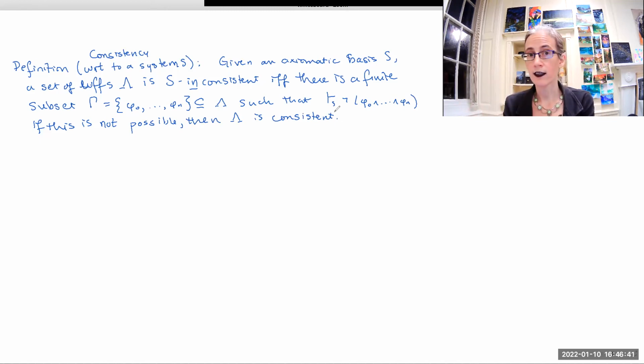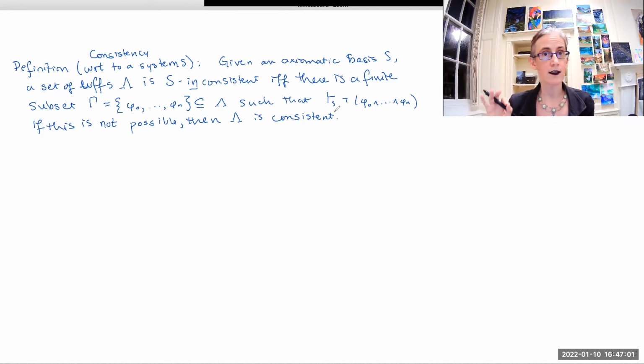The interesting thing about this definition is that there is a crucial connection between consistency of every finite subset and consistency of the set as a whole. So if you know that every finite subset is consistent, this will propagate up to the consistency of the entire set, even if lambda is infinite.